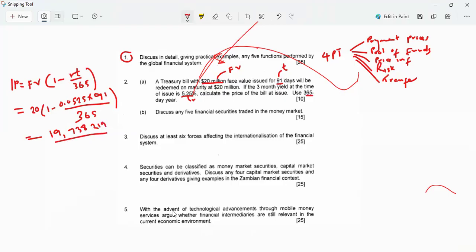This is how we calculate the issue price of a treasury bill. Okay, the issue price of a treasury bill. All right, together. I gave you different formulas that you can use depending on how the question has been phrased.